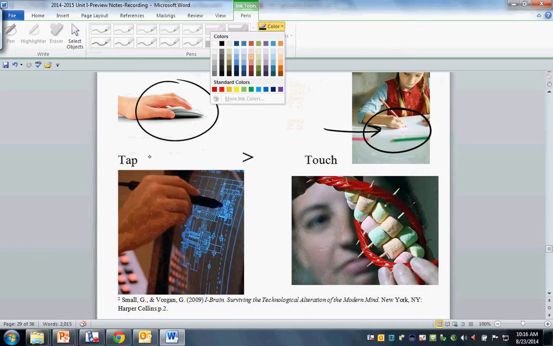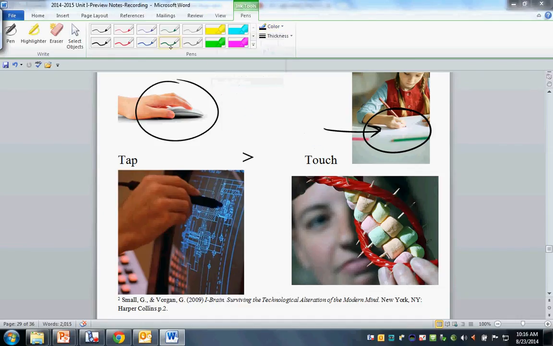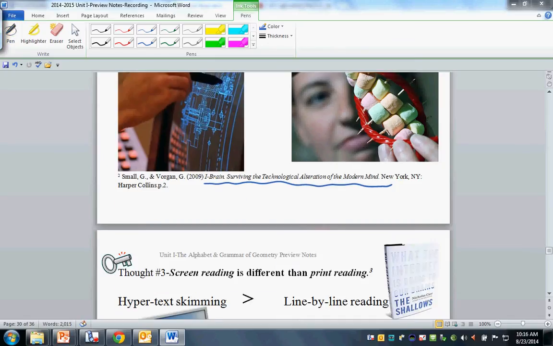And last, we are tapping on more things than we are physically touching. So we're tapping on screens instead of making physical models. And all of this, removing our fingers from interaction with the physical world, is changing the way our brain is processing information. Again, the citation reference is The iBrain.